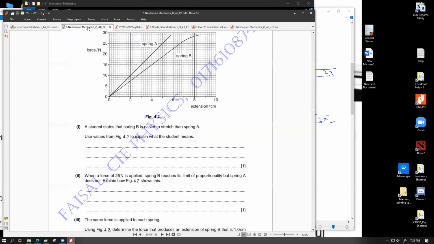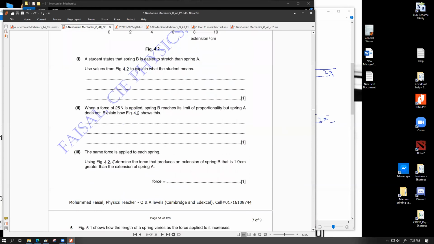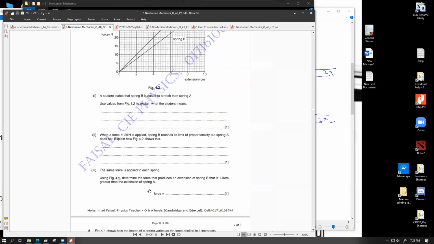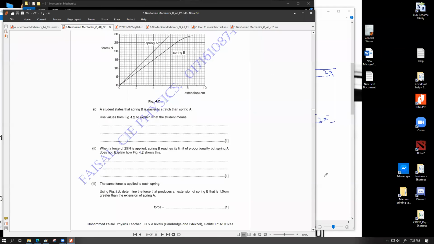That works better. The same force is applied to each spring. Use figure 4.2 to determine the force that produces an extension of spring B that is 1 centimeter greater than the extension of spring A. Everyone, read this question well, understand it and try to answer it. It's a simple question, but language can be deceiving or difficult at times. Read this question number 3 carefully and try to answer it.